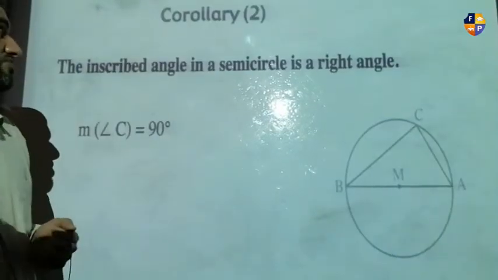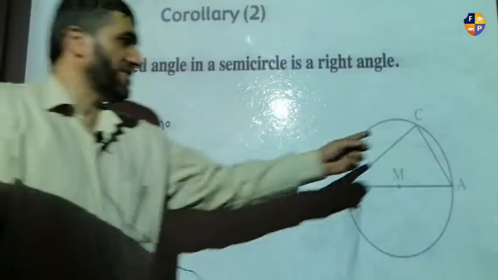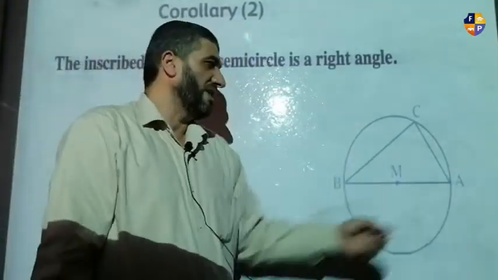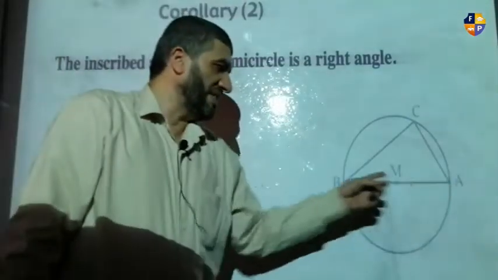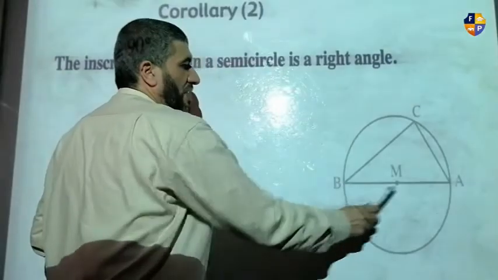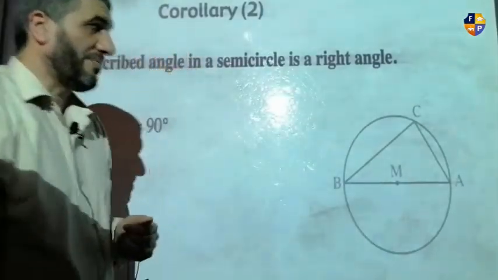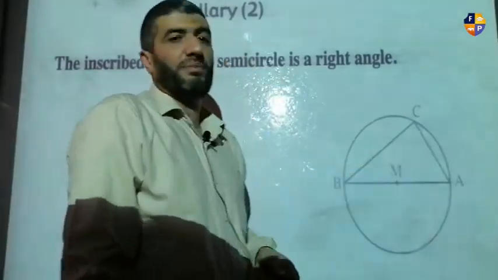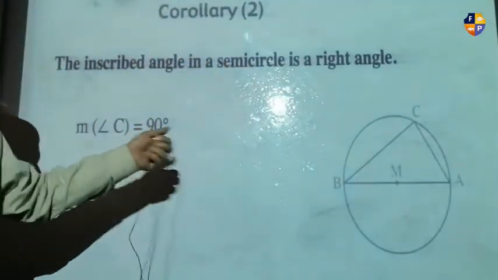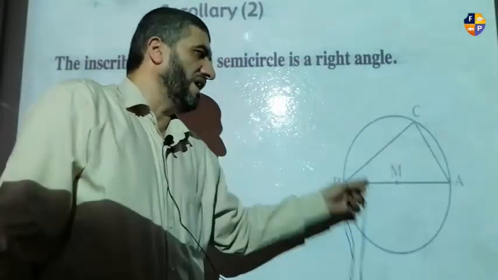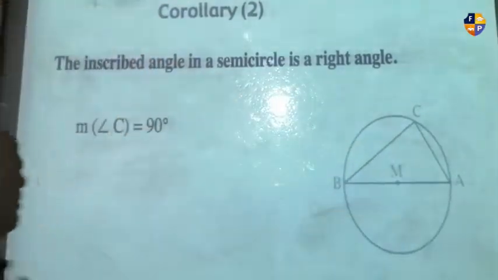This is number 2. The measure of C equals half the measure of the arc, but the arc is a semicircle. Then AB is a diameter. And then the measure of arc AMB equals 180. Then C is an inscribed angle in a semicircle. Any angle inscribed in a semicircle equals 90. The measure of C is half the measure of arc AMB, but AMB equals 180, then the measure of C equals 90 degrees.